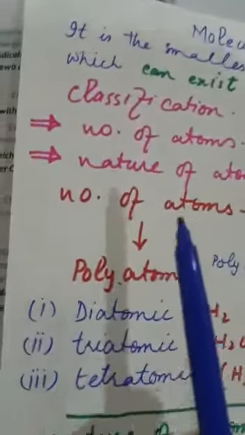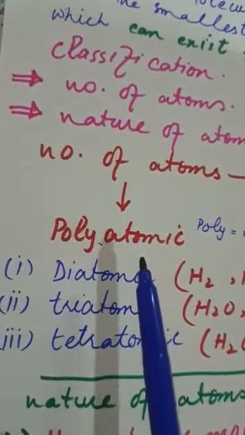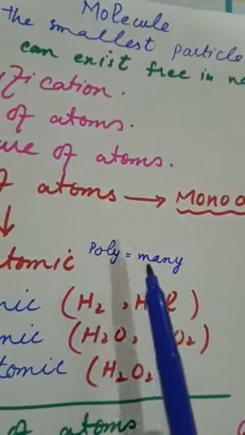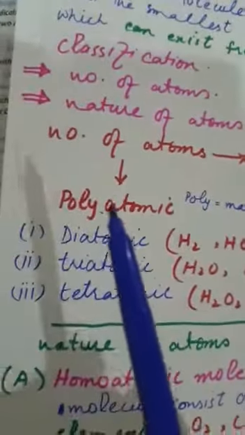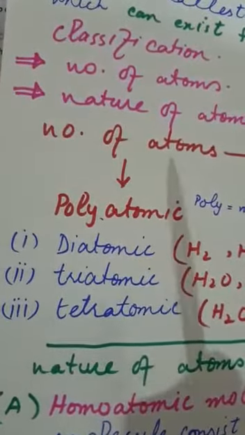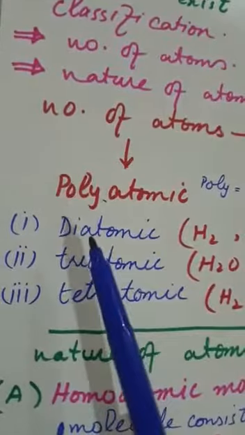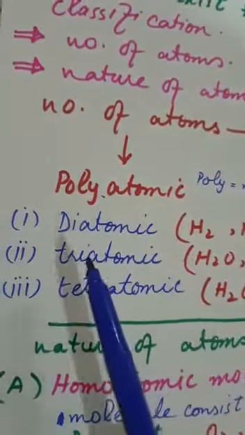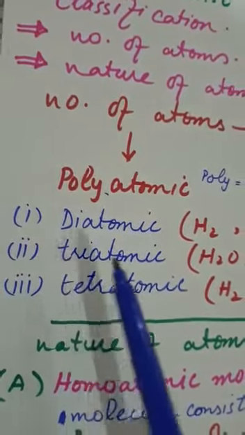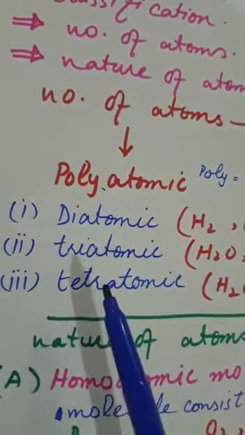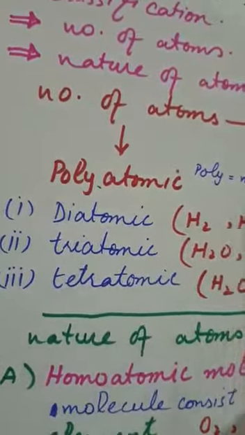Now the second class of molecules is known as polyatomic molecule, and the word poly means many. In polyatomic molecules we have some subclasses. The first is di meaning two, diatomic molecule; tri meaning three, triatomic molecule; tetra meaning four, tetraatomic molecule; and so on.